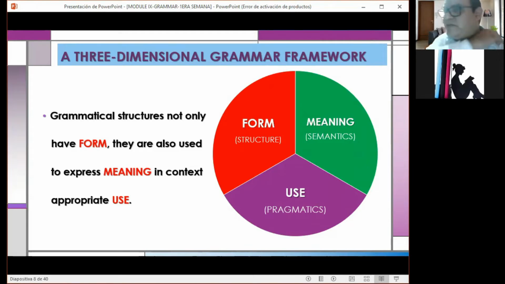Can you remember what the definition of pragmatics was? Can you remember? Pragmatics? Anybody? Pragmatics? No, nobody? Pragmatics is one field of linguistics. Pragmatics. No idea?